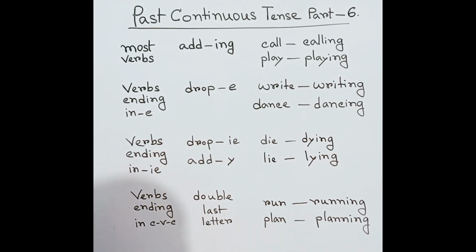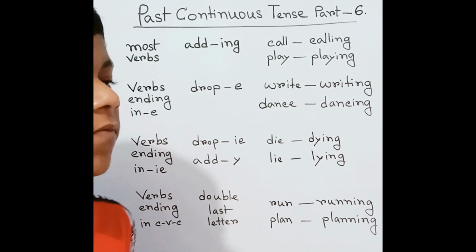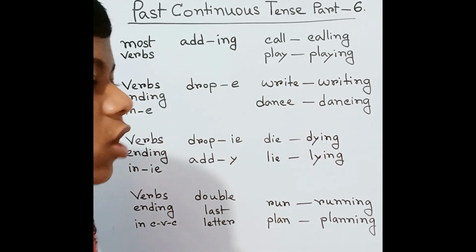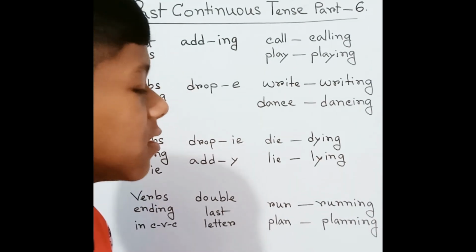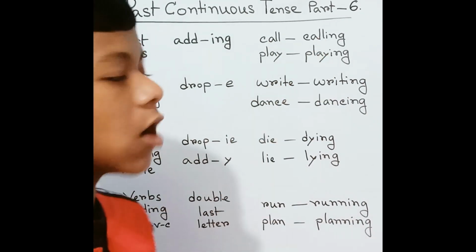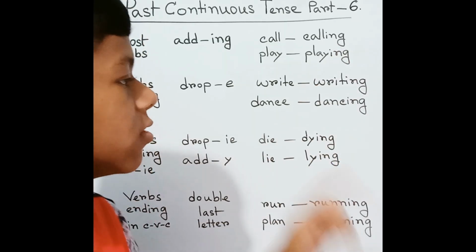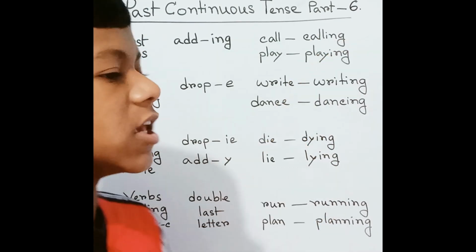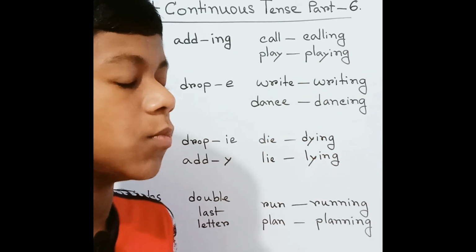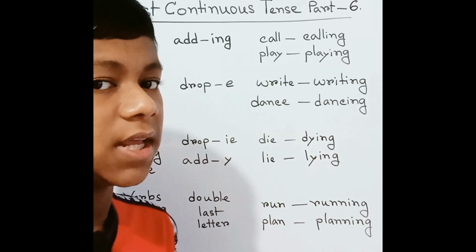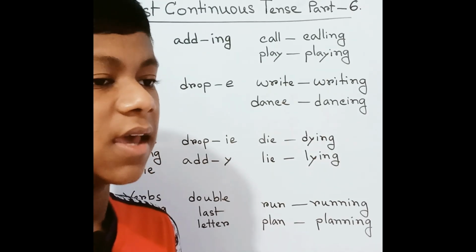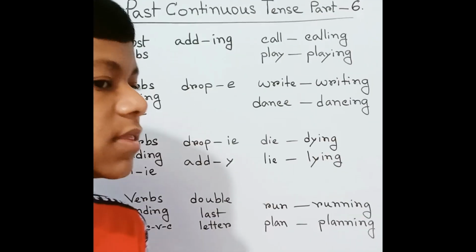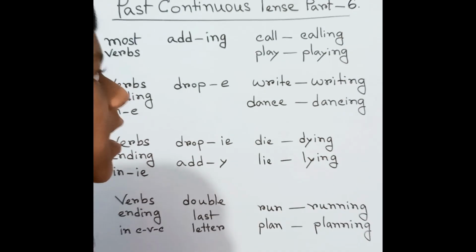Generally, for most of the verbs, we add the ing. For example, call, calling; play, playing. Here, after the verb, we have simply added the ing. There are more, for example reading, studying, etc. These are the simple verbs that are generally used with the ing.